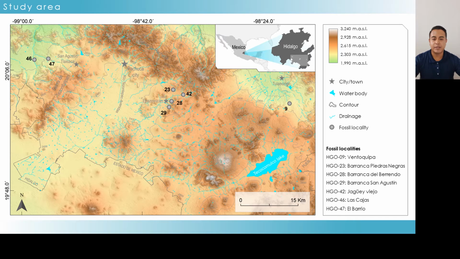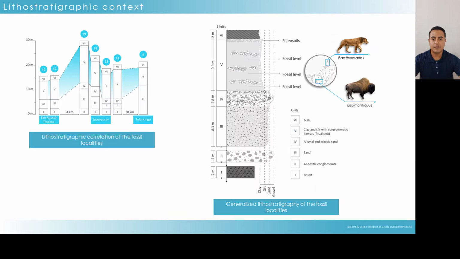This slide shows the map of the study area. The fossil material of Equus conversidens comes from 7 nearby localities in southeastern Hidalgo. The localities are Las Cajas, El Barrio, Barranca San Agustín, El Berrendo, Jahue Viejo, Piedras Negras, and Ventoquipa.